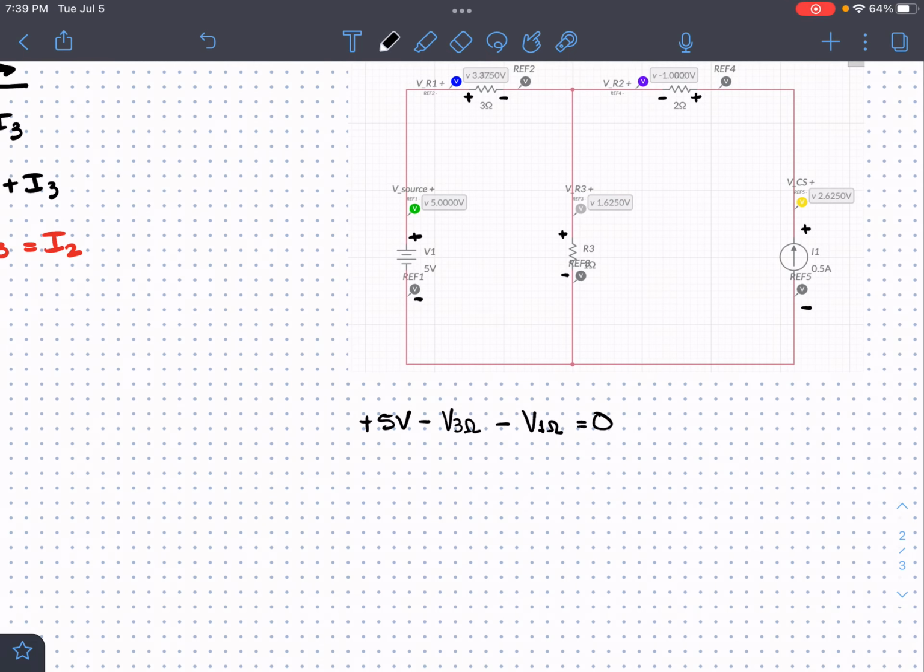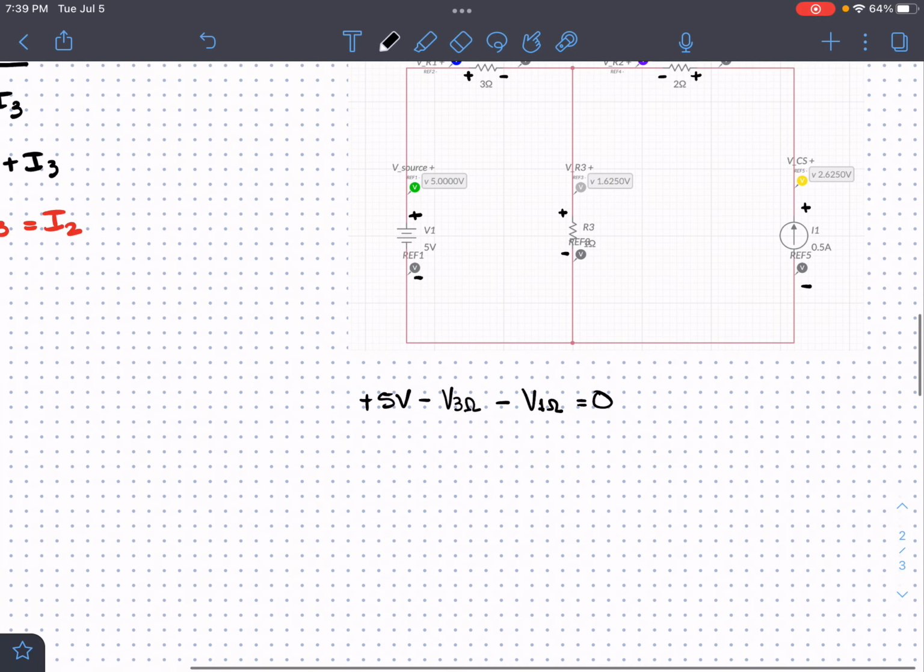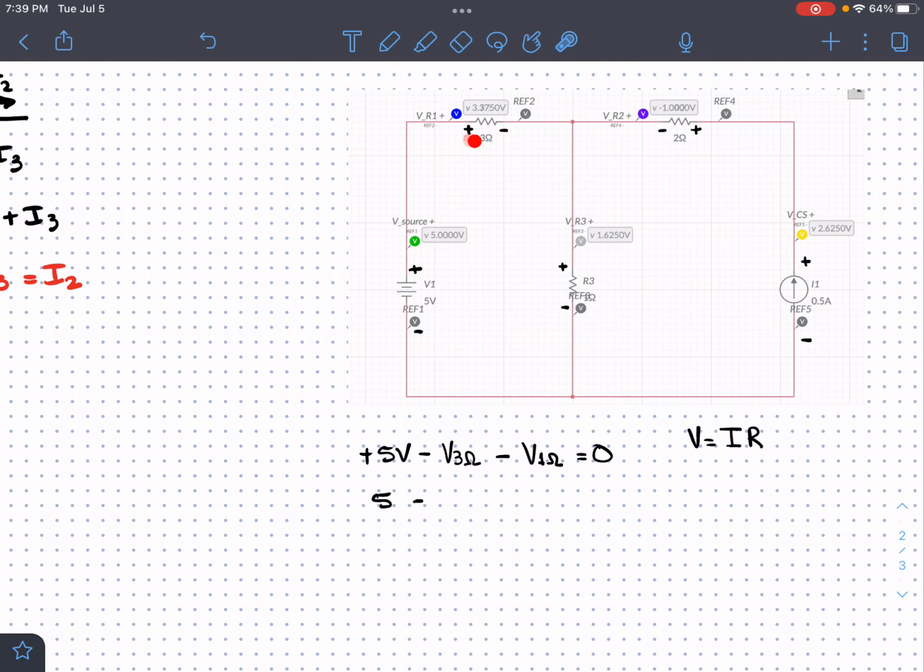So how would we further develop this equation so that it helps us solve the system? We would use Ohm's law, which states that the voltage across a component equals the current across that component times the resistance of that component. So then here it would be 5 minus the voltage across the 3 ohm resistor.